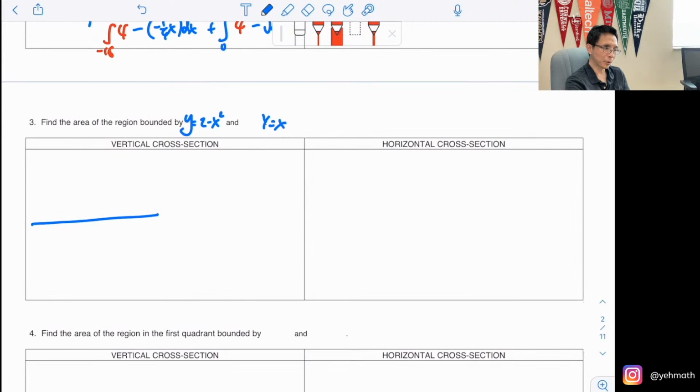This one I'm just going to do it quickly. Yes, you need to know 2 minus x squared. This one maybe on the test, I don't know. Guess what? Why is this question on the test? This question is on the notes.